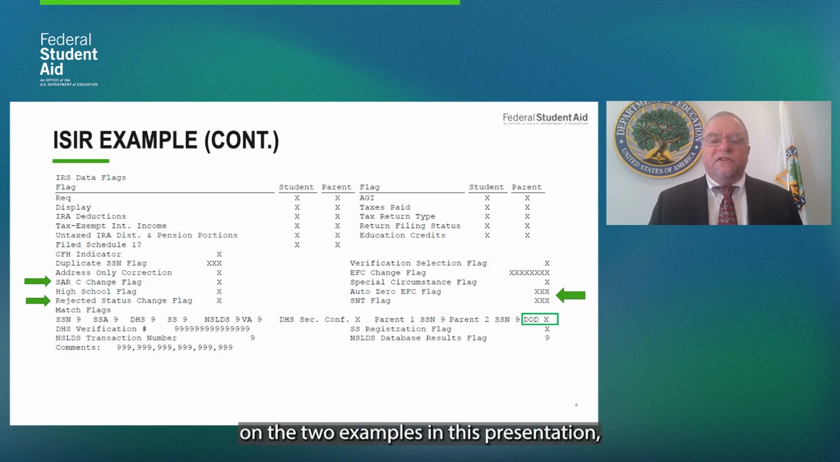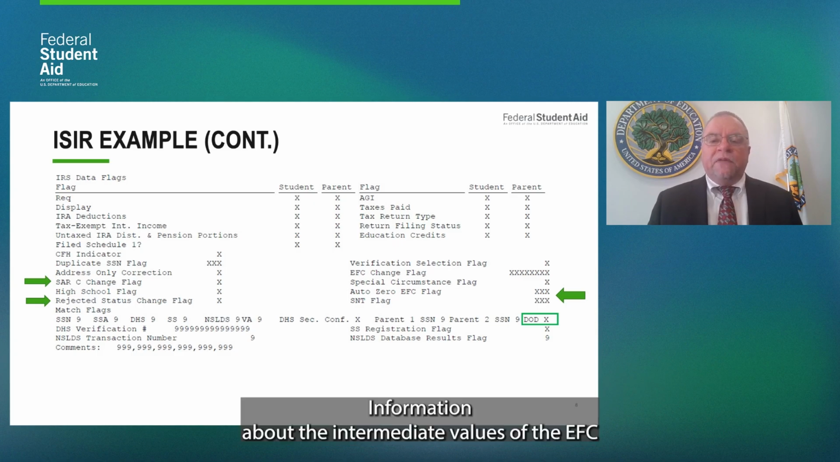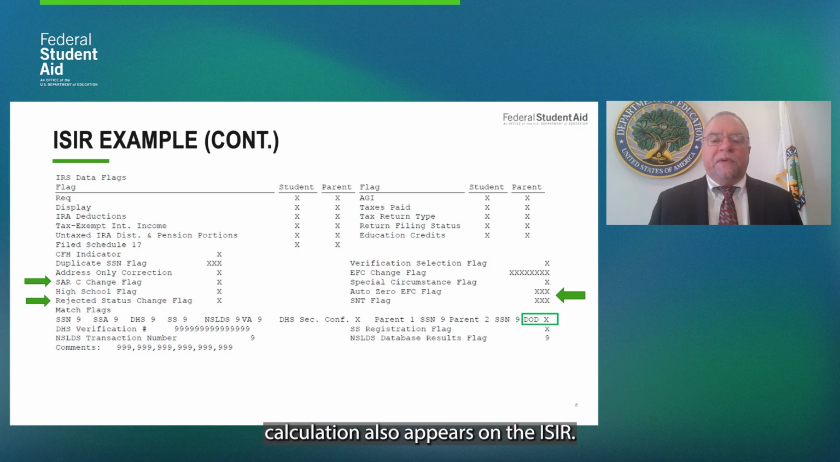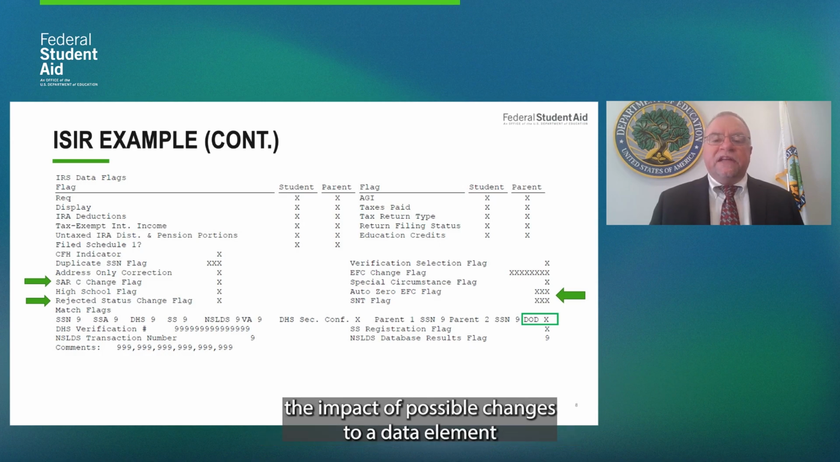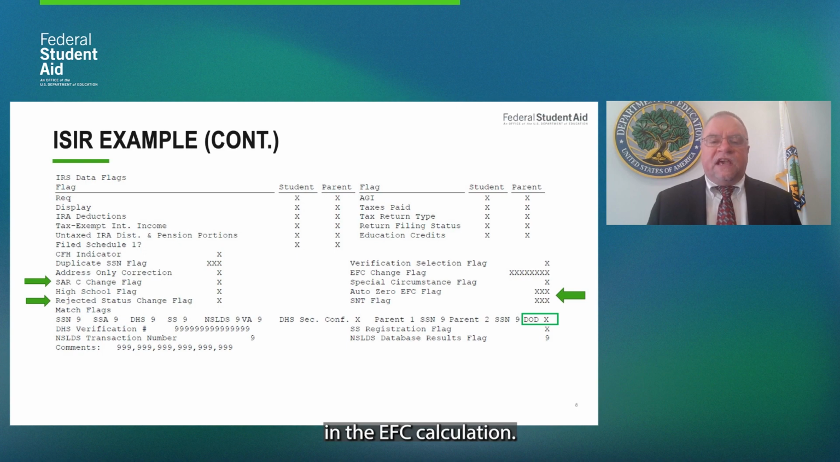Although not displayed on the two examples in this presentation, information about the intermediate values of the EFC calculation also appears on the ISIR. This information can be helpful to you when you are considering performing a professional judgment on a student because you can see the impact of possible changes to a data element in the EFC calculation.